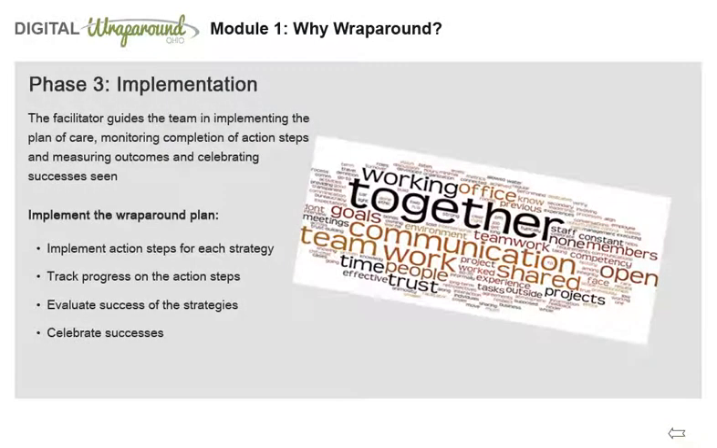Implement the wraparound plan. The facilitator guides the team in implementing the plan of care, monitoring completion of action steps, and measuring outcomes and celebrating successes seen. The team members implement action steps for each strategy in the wraparound plan. The team members track progress on the action steps in terms of implementation and discuss any barriers encountered. Using indicators associated with each need, the team members evaluate success of the strategies meeting the family's needs. The team members celebrate successes as action steps are implemented, indicators show progress, or positive events occur.